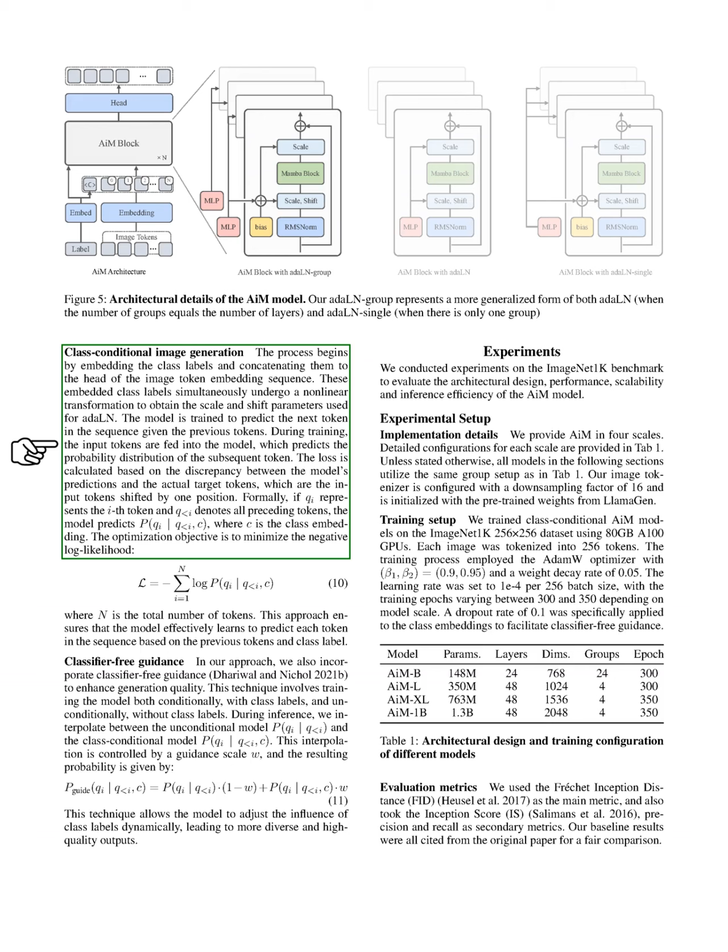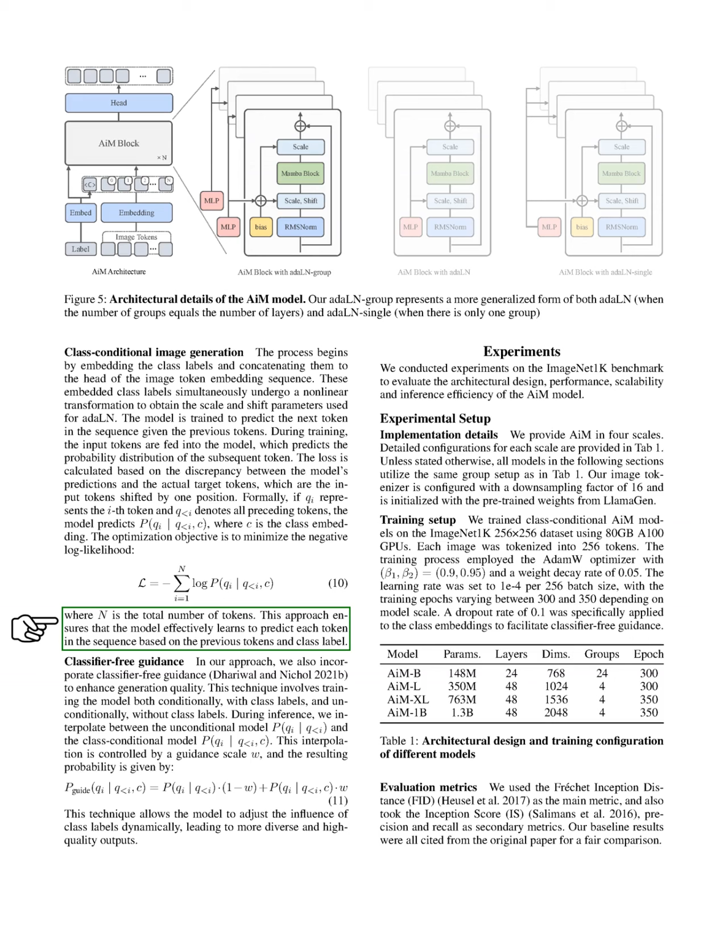For class conditional image generation, we start by embedding class labels and adding them to the beginning of the image token sequence. These embedded labels also undergo a transformation to create scale and shift parameters for adaptive layer normalization, ADALN. The model learns to predict the next token based on the previous ones. During training, we input tokens into the model, which then predicts the probability of the next token. We calculate the loss by comparing the model's predictions with the actual target tokens, which are the input tokens shifted by one position.